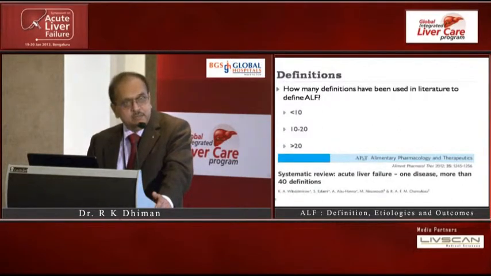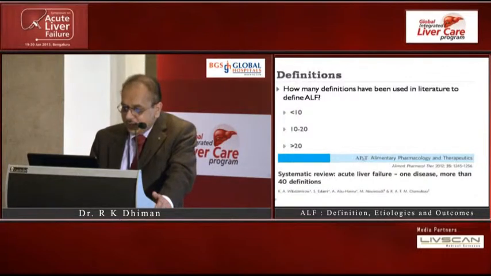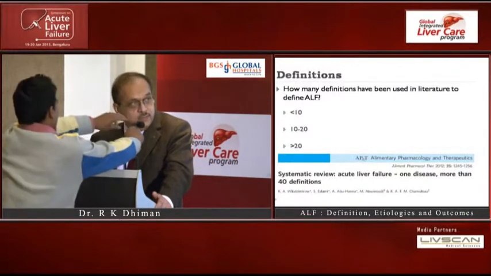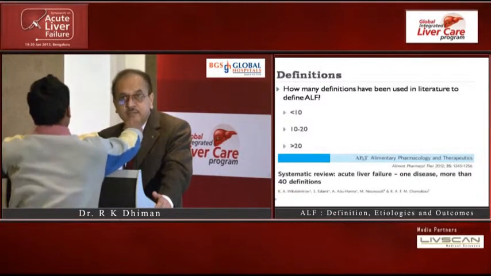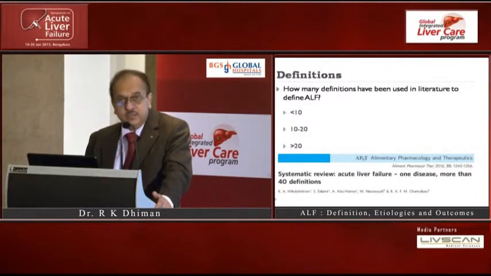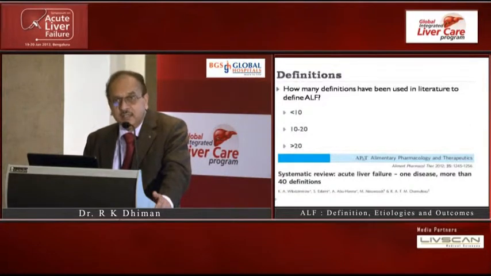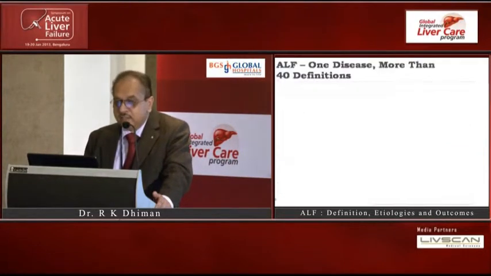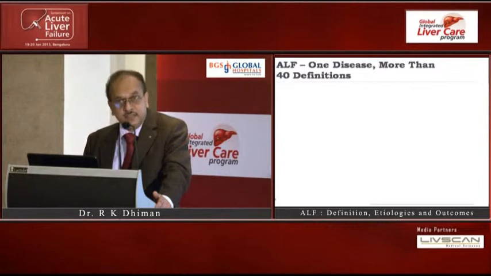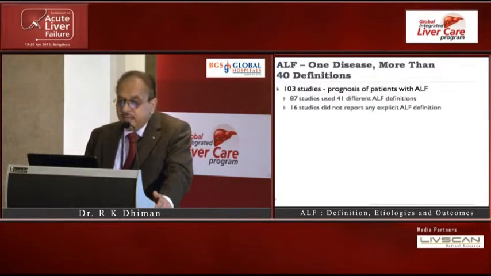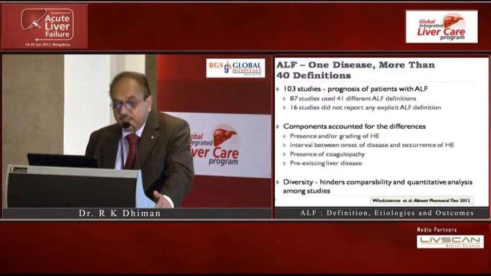There is one paper published, a systematic review, "Acute liver failure: one disease and more than 40 definitions." To be precise, 41 definitions have so far been used to define acute liver failure in the English literature. You can understand how heterogeneous these definitions are. There were 103 studies related to the prognosis of patients with ALF, and 87 studies used 41 different definitions, while 16 studies did not report any explicit ALF definition.